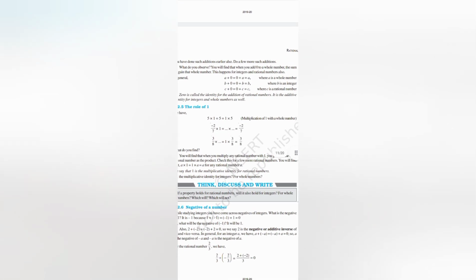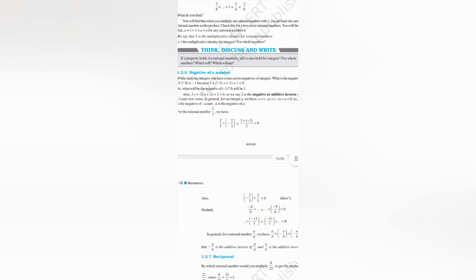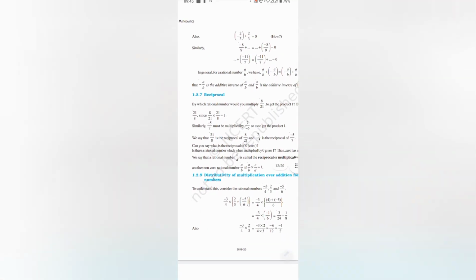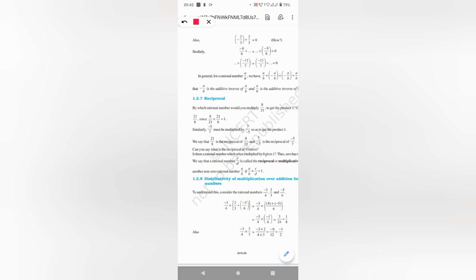The role of 0, we know what is the role of 0. Reciprocal means, if the number is 8 by 5, we need to reciprocal it. So the denominator becomes the numerator, and the numerator becomes the denominator.